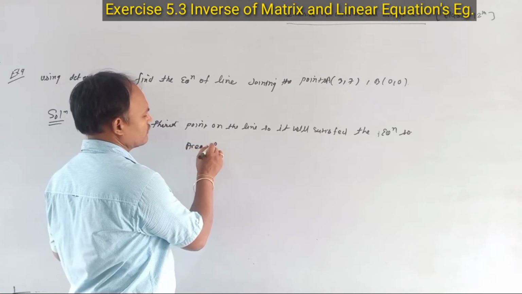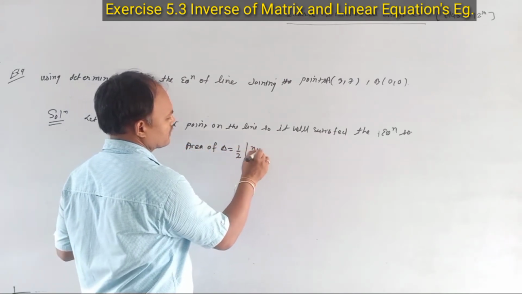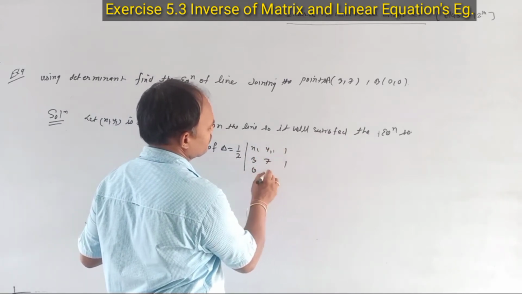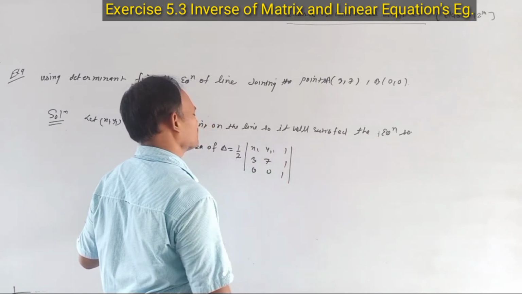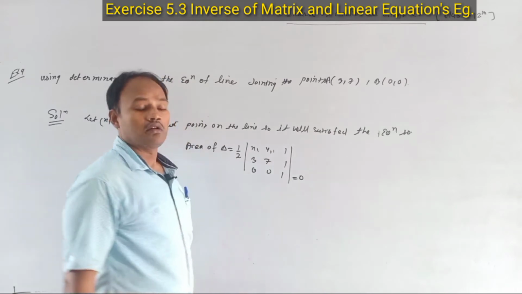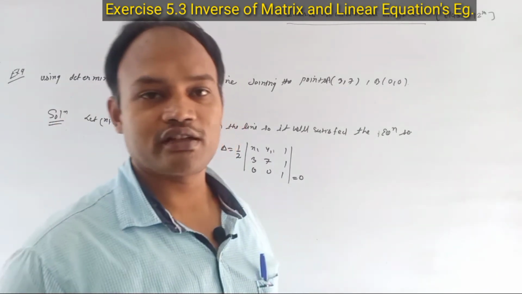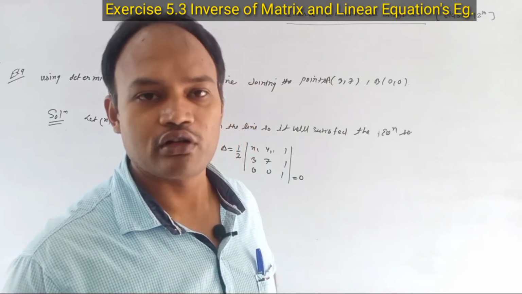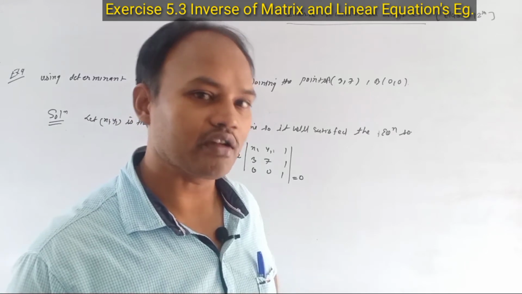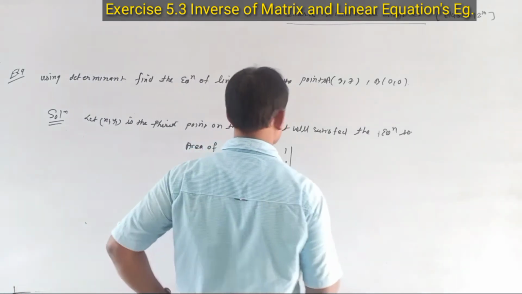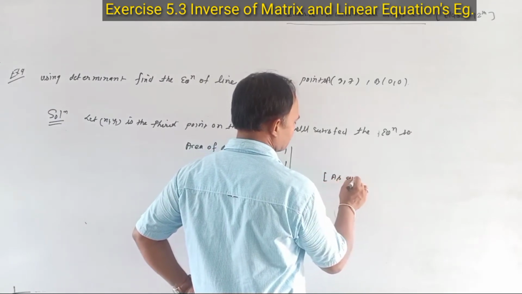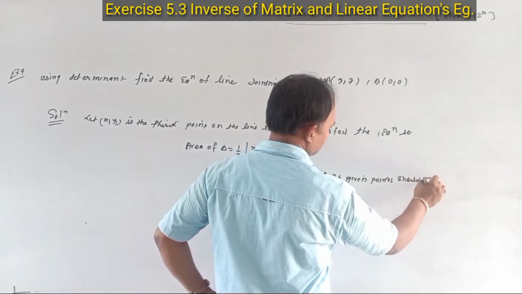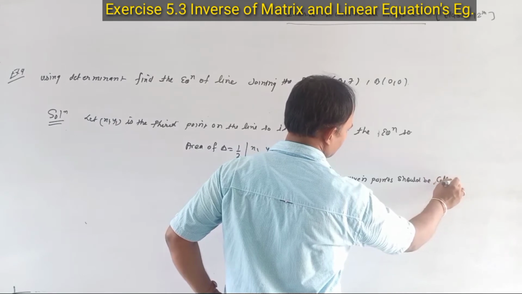The area of triangle equals 1/2 times the determinant with rows x1 y1 1, 3 7 1, and 0 0 1. When the area of the triangle is 0, we can say that the three points are collinear. So when we are finding the equation of a line, always remember that the given points should be collinear.